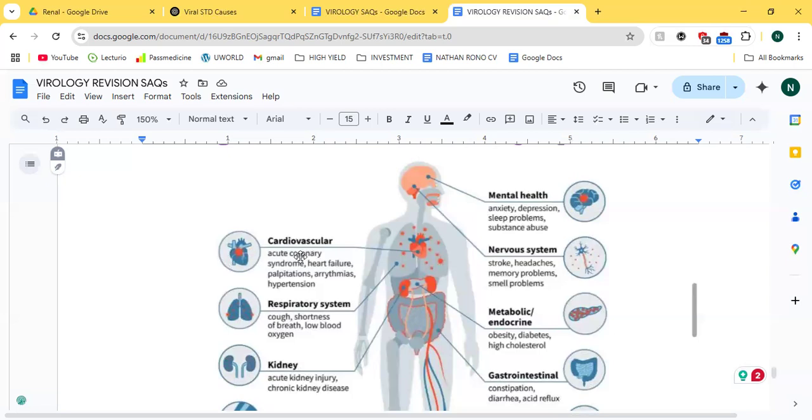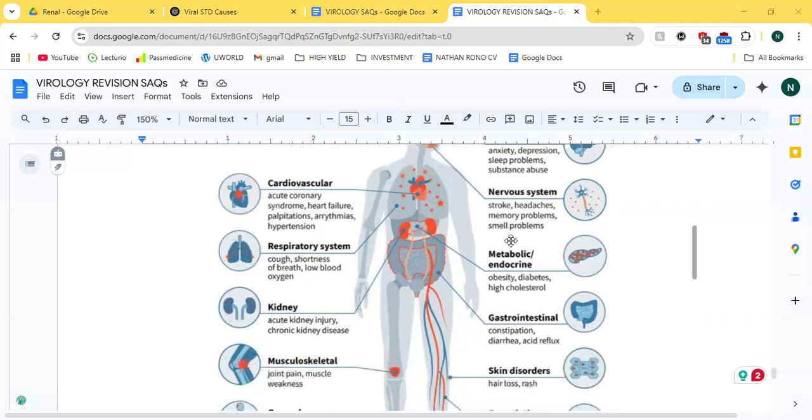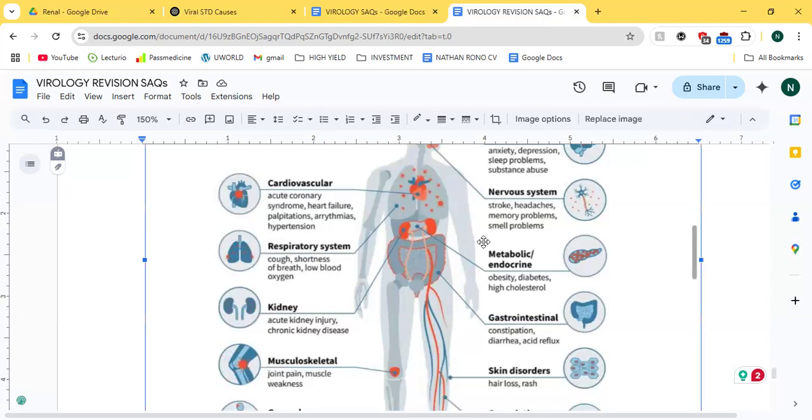Cardiovascular, we have acute coronary syndrome, heart failure, palpitations, arrhythmia, hypertension. So instead of saying acute coronary syndrome, you can just say maybe chest pain, and for heart failure, you can say difficulty in breathing, all those things. And then we have RESP: cough, shortness of breath, low blood oxygen. Metabolic or endocrine, so this is the pancreas: obesity, diabetes, high cholesterol. GIT, we have constipation, diarrhea, acid reflux.